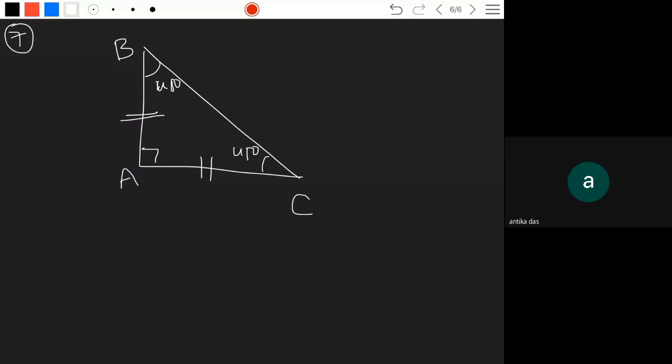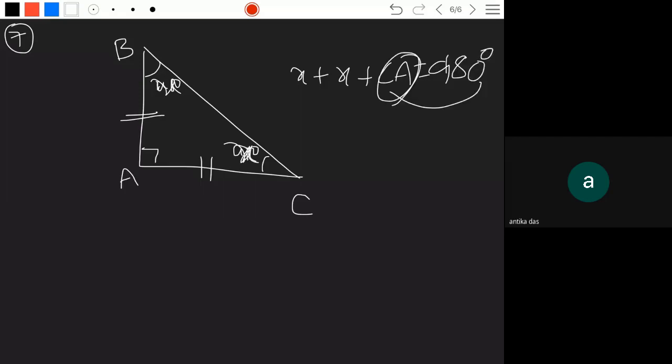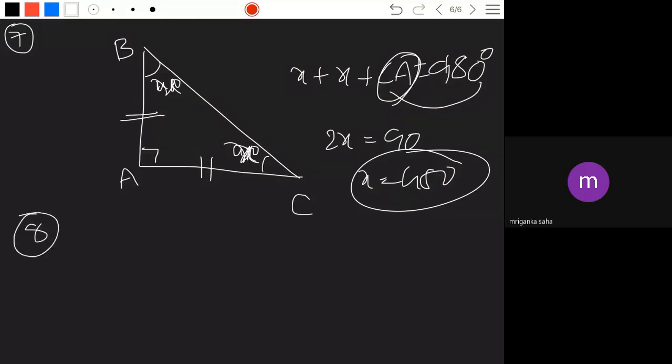But how to prove it? These two are equal, so you consider both as x. Then x plus x plus angle A is equal to 180. Angle A is 90 degrees, you substitute here. So 2x is equal to 90, and you get x is equal to 45 degrees. Got my point? Is it clear? That is the problem.